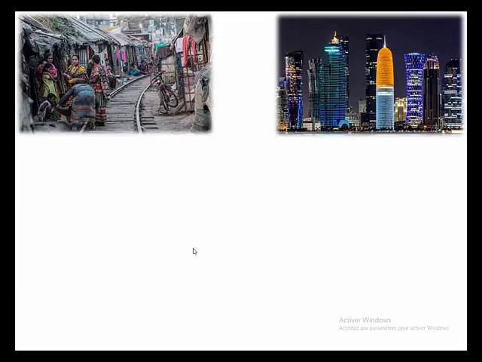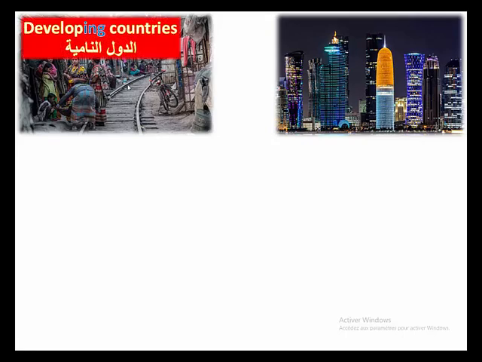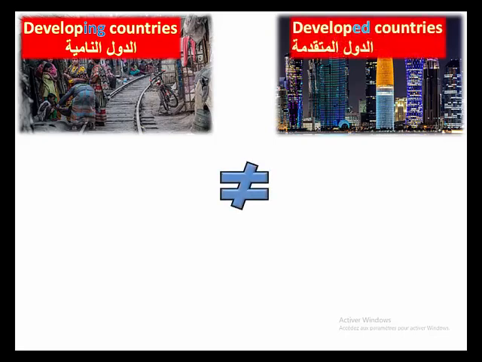Before you start this lesson, you have to know some vocabulary. Here we have two countries. We have this country and this one. What do you see? Poor people. So this country is poor, powerless, not developed, right? These countries, we call them developing countries. The opposite of developing countries is developed countries, which are countries that are rich, powerful, strong, developed, and so on. So these are opposites.